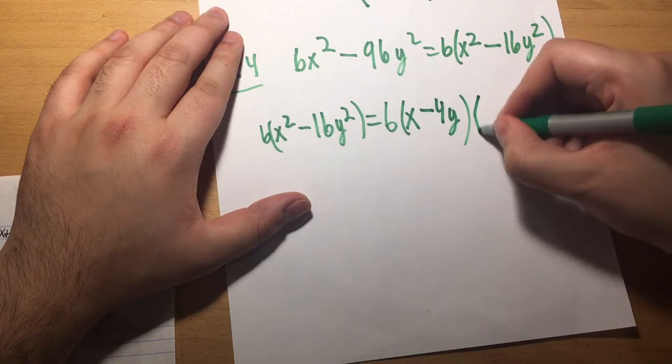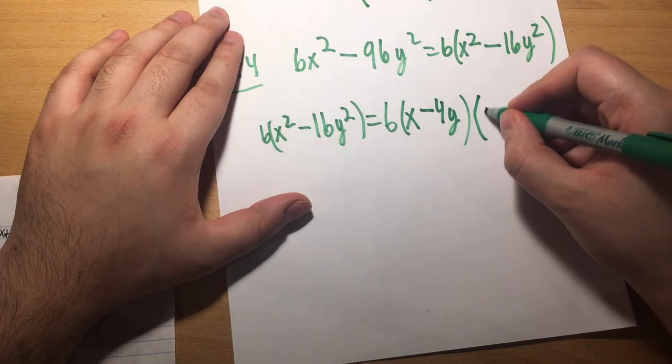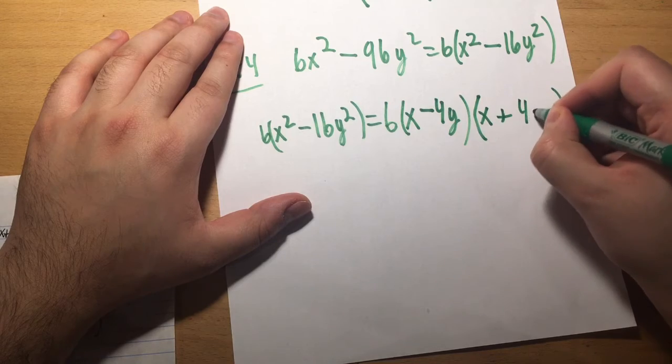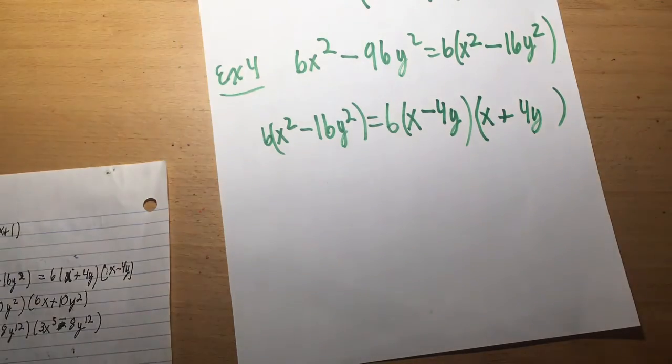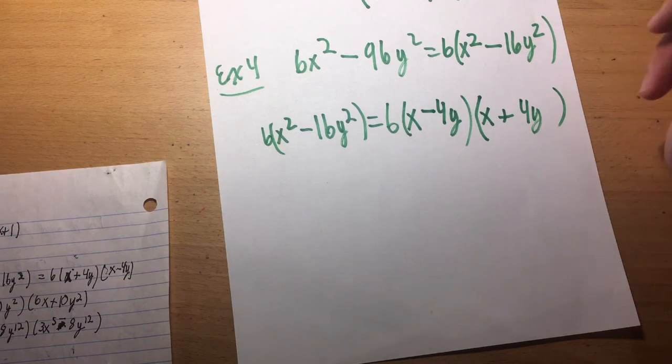And now we need the second set of numbers. So it's the same numbers, x, and instead of minus 4y, it's going to be plus 4y. All right? So that's just an example of something that you can do difference of two squares with, but it's not immediately obvious. You need maybe one extra step in the beginning.